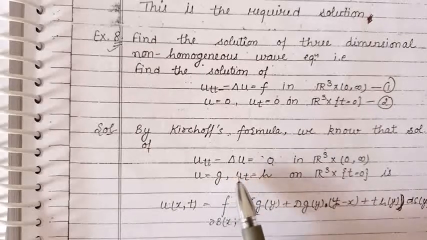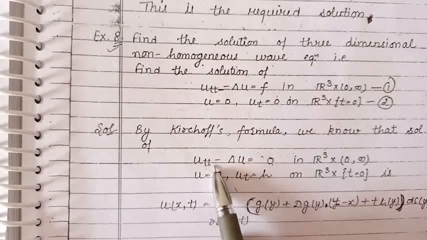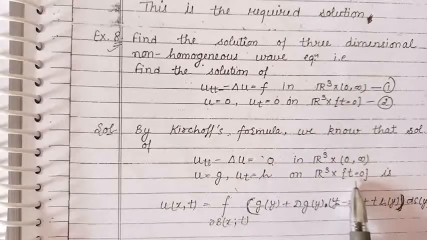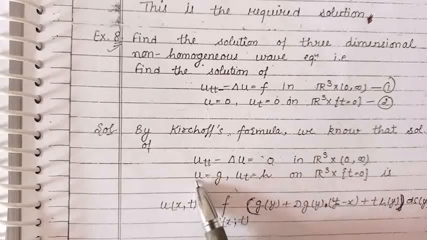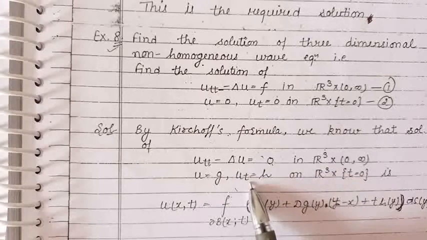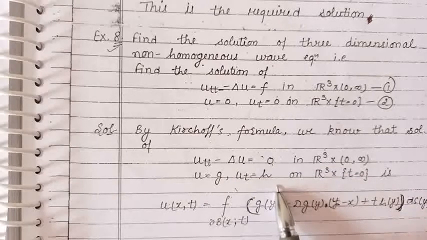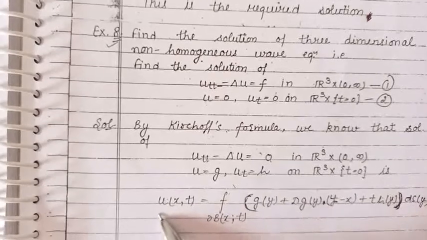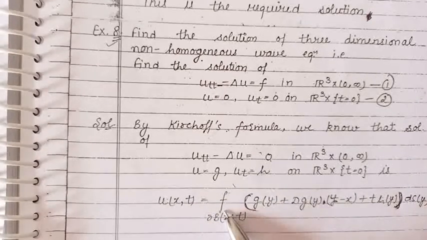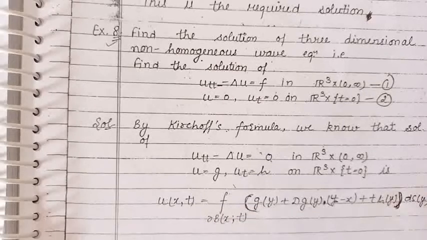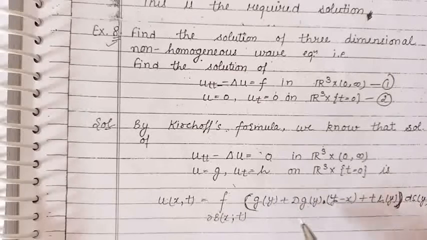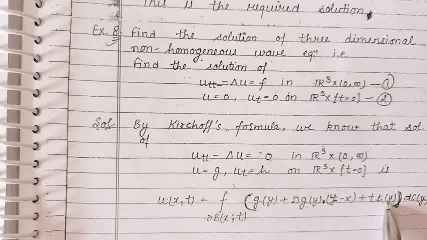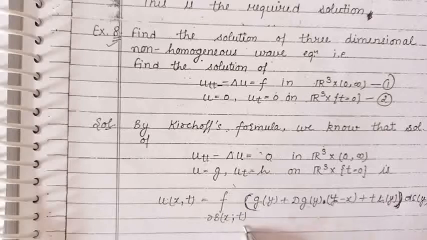So by Kirchhoff's formula, the solution of the initial value problem for the homogeneous wave equation in three dimensions, which is ∂²u/∂t² minus Laplacian of u equal to 0, with the initial conditions at t equal to 0 that the value of u is g and the value of the partial derivative of u with respect to t is h, is given by u at (x,t) equal to the average integral of g at y plus ∇g at y dot (y minus x) plus t times h at y, over the sphere with center x and radius t.